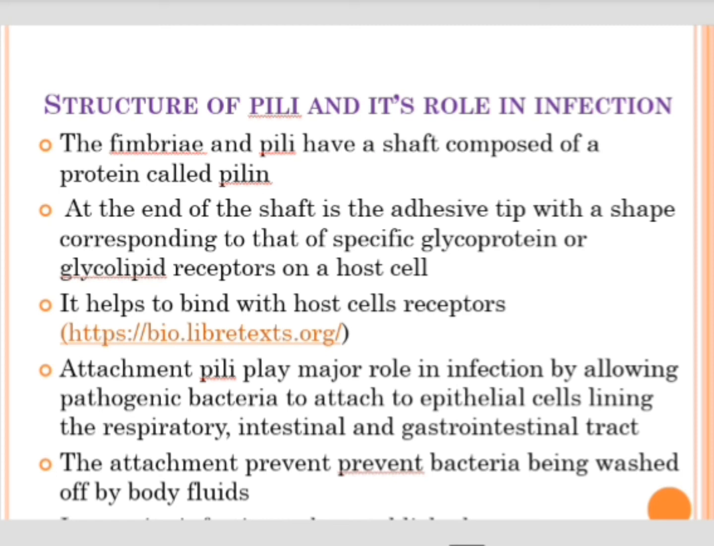And this shaft, or the adhesive tip of the shaft in the pili, helps to bind with the cell receptors. So the attachment pili thus play a major role in infection by allowing the pathogenic bacteria to get attached to the epithelial cells lining the respiratory, intestinal or gastrointestinal tract. So the attachment pili help the bacteria to get attached to these epithelial cells and prevent the bacteria from being washed off by the body fluids.